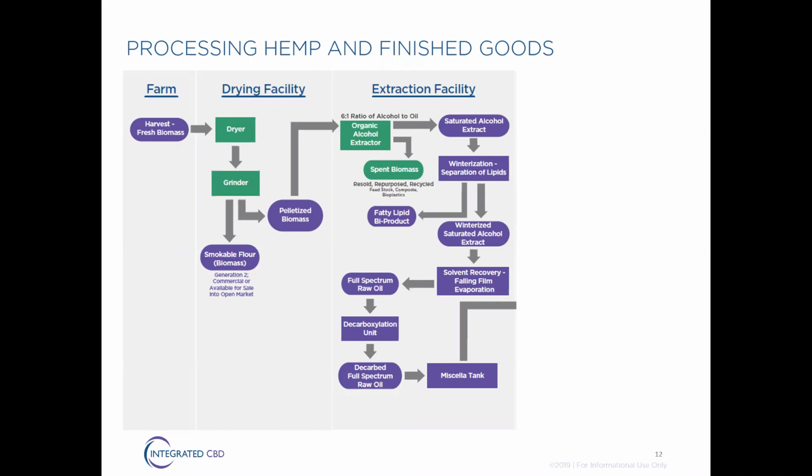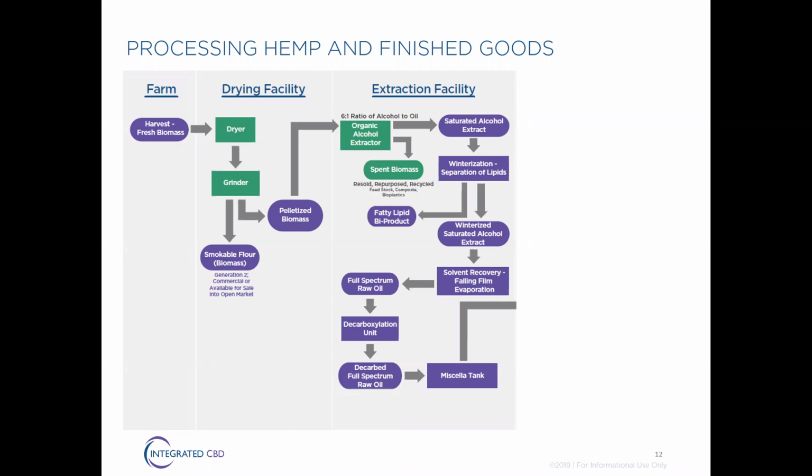Once this oil has been extracted and winterized, we then subject the winterized saturated alcohol extract to what's called a solvent recovery process. What's commonly used is termed a falling film evaporator, and this allows us to recover 95% of the organic alcohol we use to extract from the actual mixture. This results in a full spectrum raw oil.